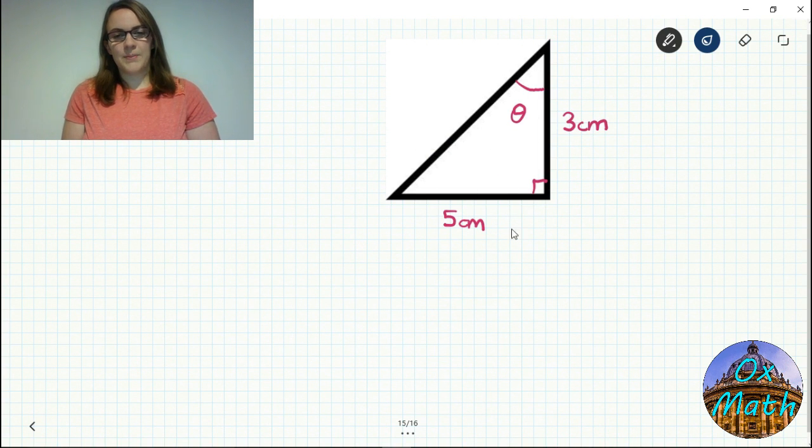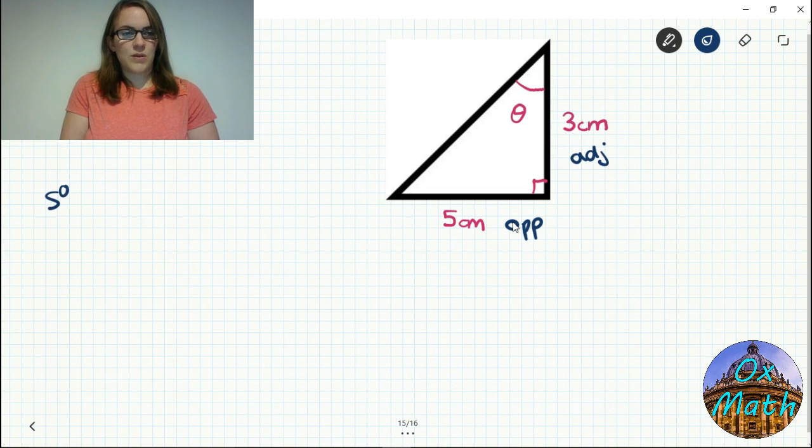Let's start by labelling the two sides that we know. In this case the 5 is opposite the angle that we're trying to find, and the 3 is adjacent to the angle that we're trying to find. So if we go back to our SOHCAHTOA to remind us what our equations are, we need the O and the A for opposite and adjacent, so we're going to be using TOA. That tells us what our equation is going to be.